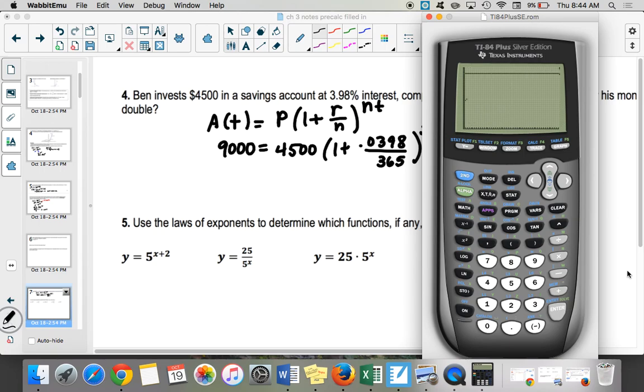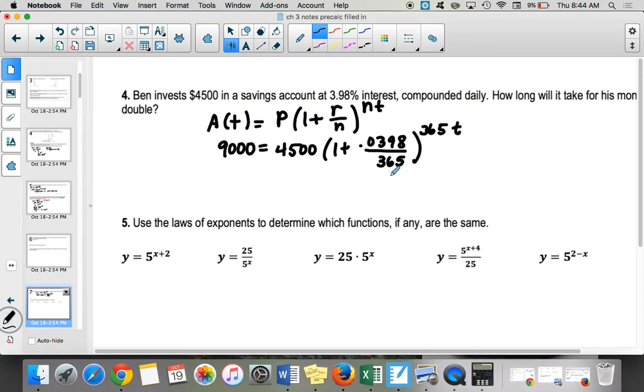And then you would graph, so the first one is that line, y equals 9,000. And then the second one is this curve right here. And you would do second trace, and you would find that intersection point. So you do second trace intersect. And you would go over here, and you'd ask, what's my answer? My answer is x equals 17.417. So we'd say the time is 17.417 years. Okay, that's a long time.